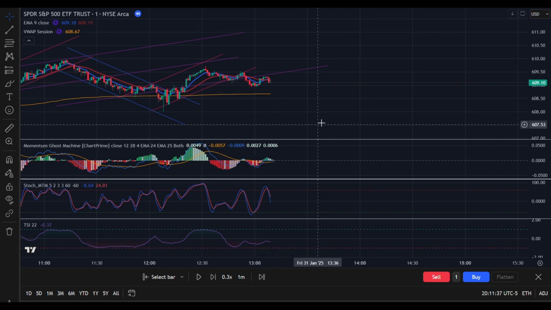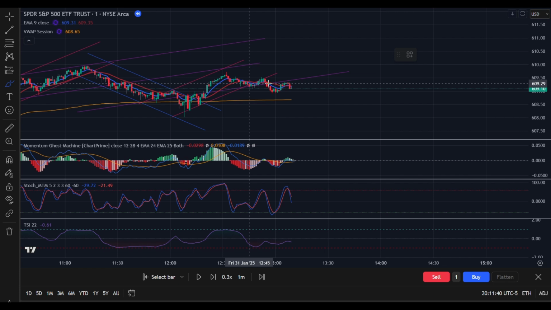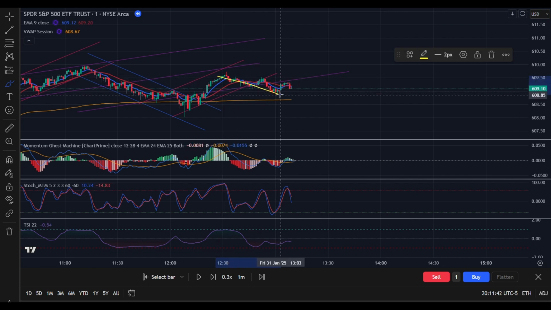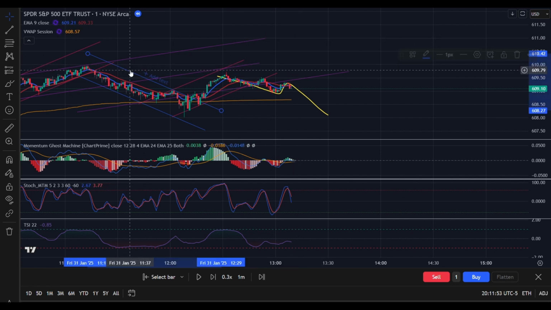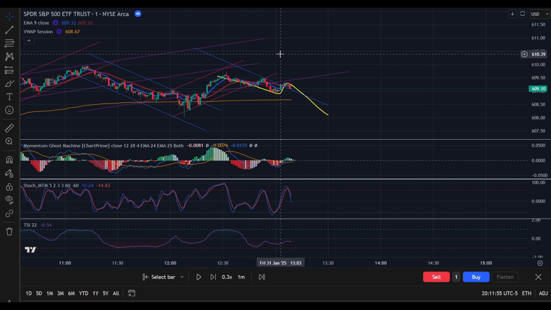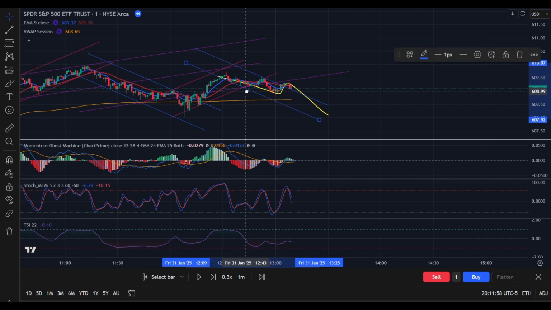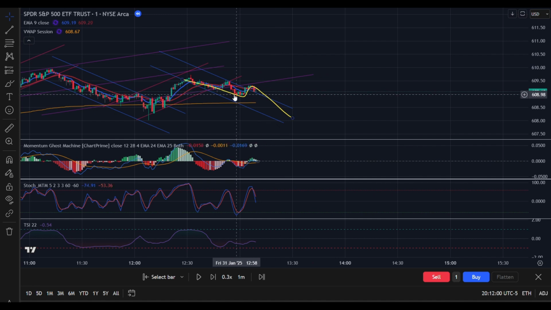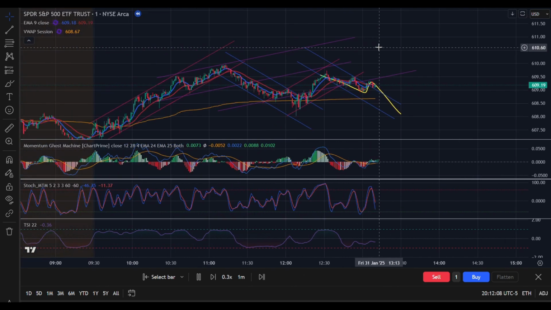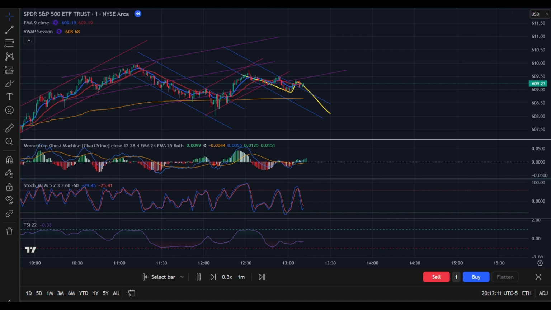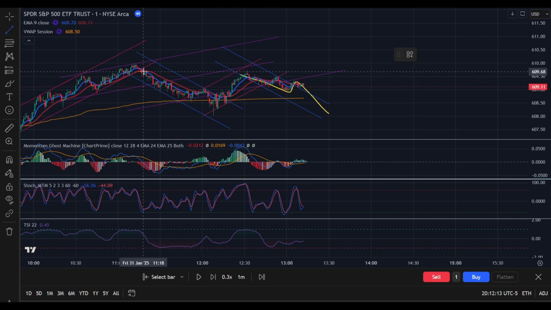Again, this is a good example of a break and retest. So it broke, retest, reject. That's a bolt, right? So here we go. Now let's see what happens. Another trend line we need to be looking at is this one right here.